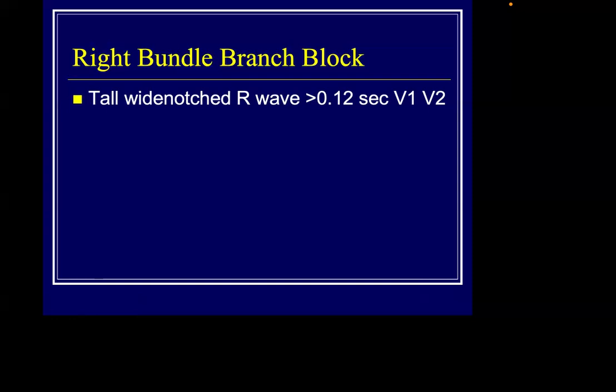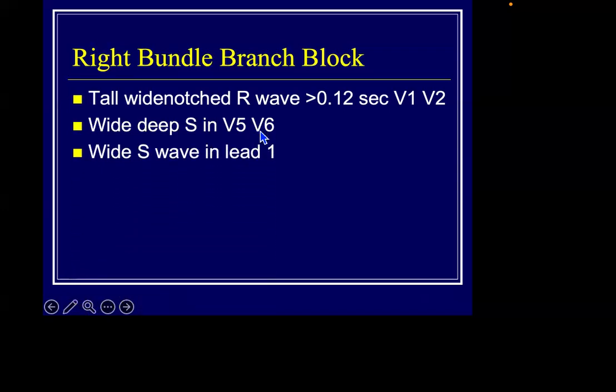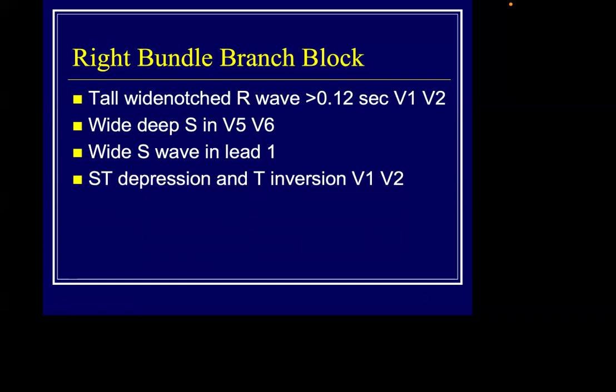So in V1 and V2, usually in V1, focus on V1, you will find an RSR pattern, usually more than 0.12 second, and you will find an S wave in lead V5 and V6 and lead 1 as well. That is, in lead V1 and V2, usually there is an S wave, and I will show it to you. And usually there are ST segment changes in both right bundle and left bundle. In the right bundle, there is an ST segment depression and sometimes T wave inversion in V1 and V2.